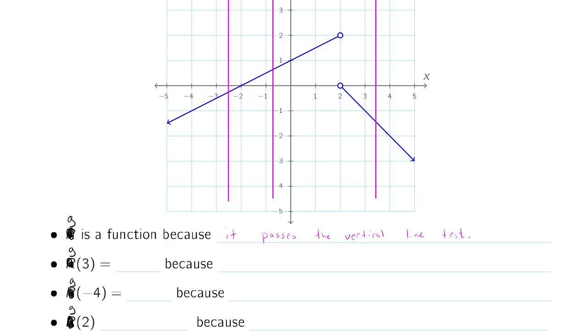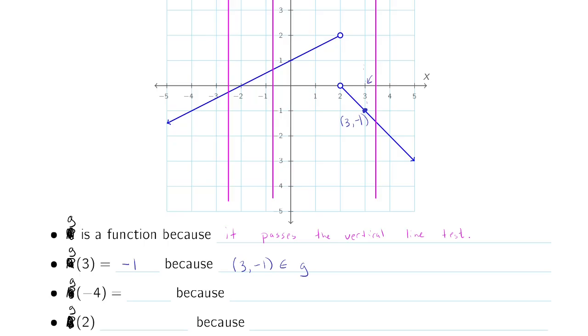So if we want to find g of 3, we'll locate the 3 on the x-axis. We'll find the single point on the graph that's on that vertical line. So we see that the point (3, -1) is on the graph. So in other words, the pair (3, -1) is an element of our relation g. That means that g of 3 is -1.